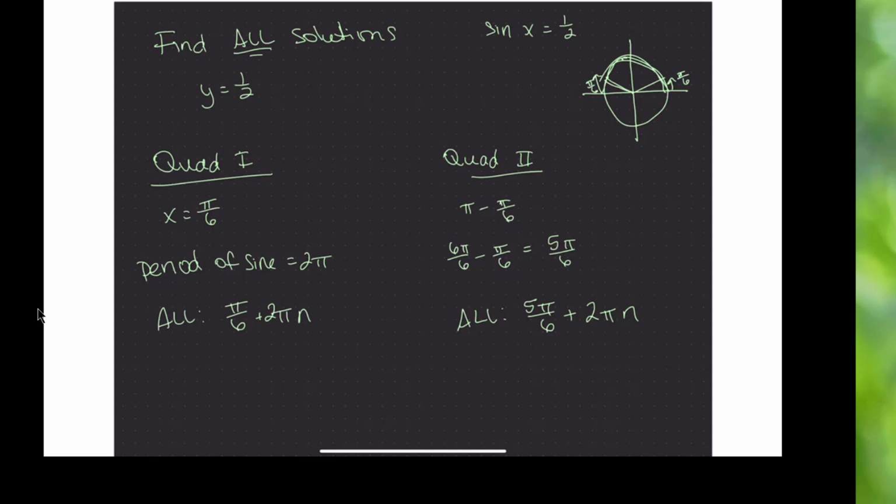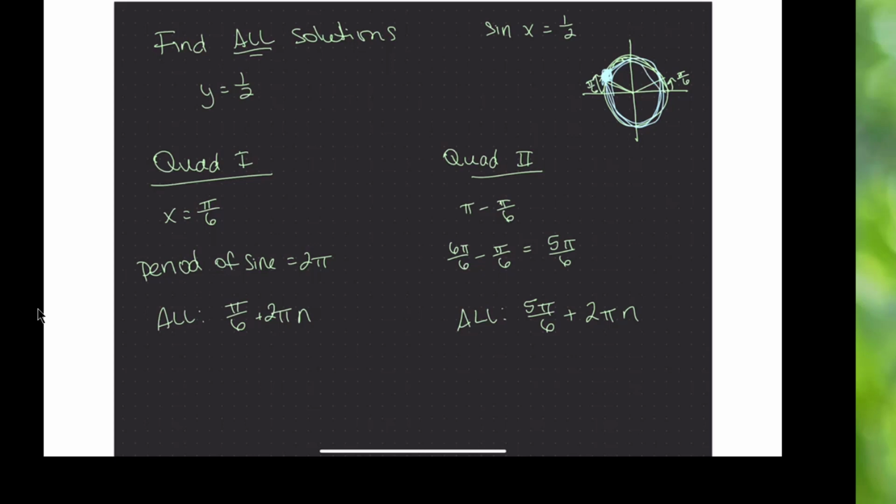Does that sort of make sense? It's like you know your answer's here, right? Then you're going to go 2 pi around and you're going to hit it again. You're going to go another 2 pi around and hit it again. Another 2 pi, hit it again. Not too shabby.